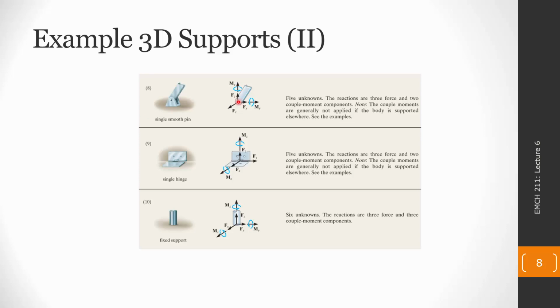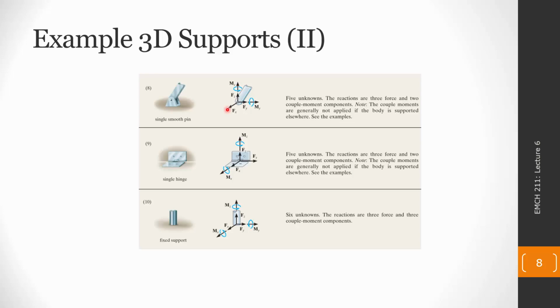So if we look at how we model it in the free body diagram, 5 reactions: 3 components of force and 2 components of moment. Notice in particular there is no M sub x. It allows rotation around that x-axis, so there is not going to be a couple about that axis.